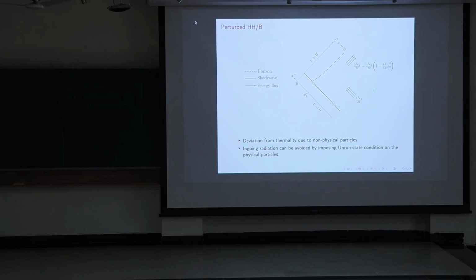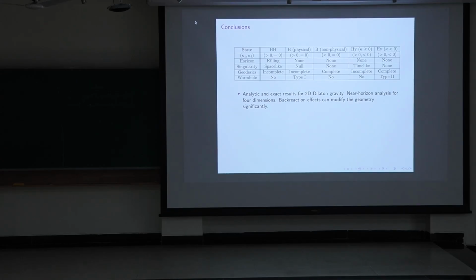You can get rid of this incoming radiation by going to a perturbed Unruh-Boulware state, in which case you will have a similar expression for the outgoing Hawking radiation, but there is no ingoing thermal flux. Okay.